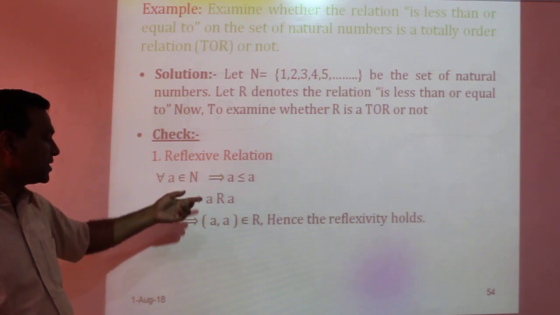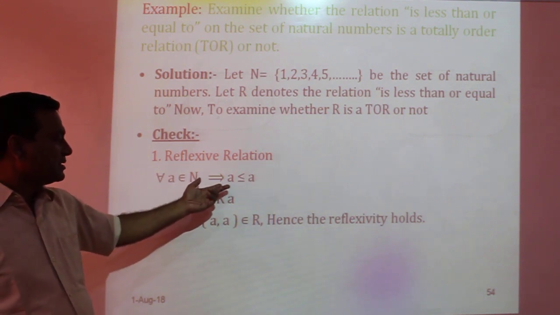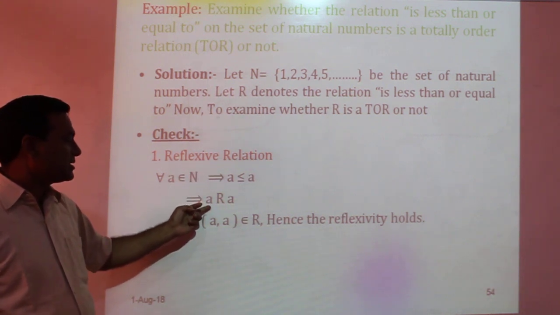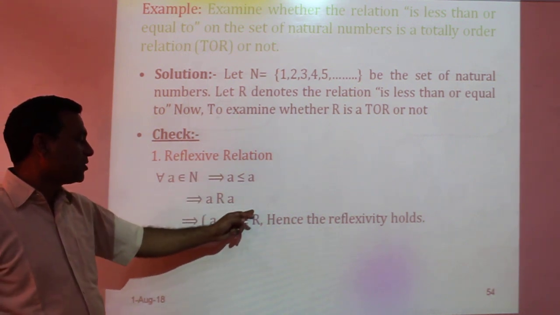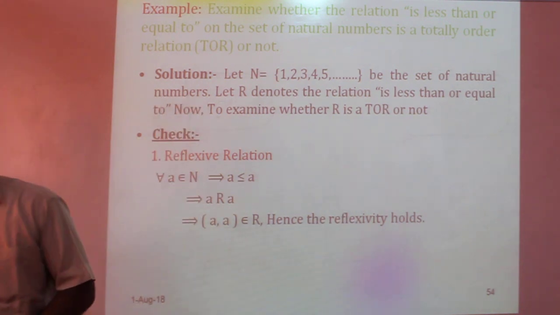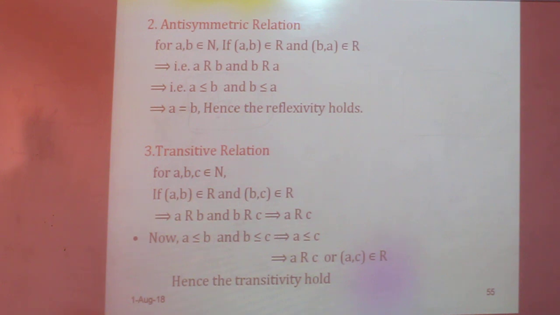For all a belonging to N, it implies a is less than or equal to a. It shows that a is related to a, that is, (a, a) belongs to R. Hence the reflexivity holds.